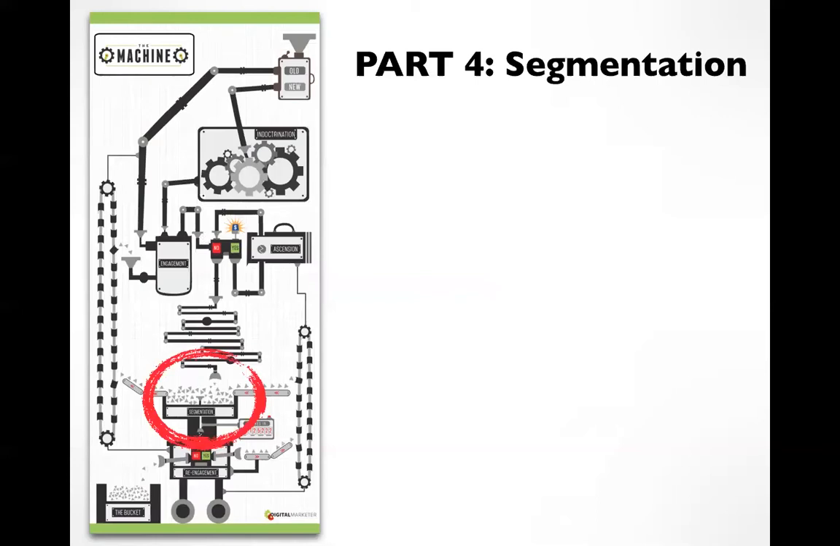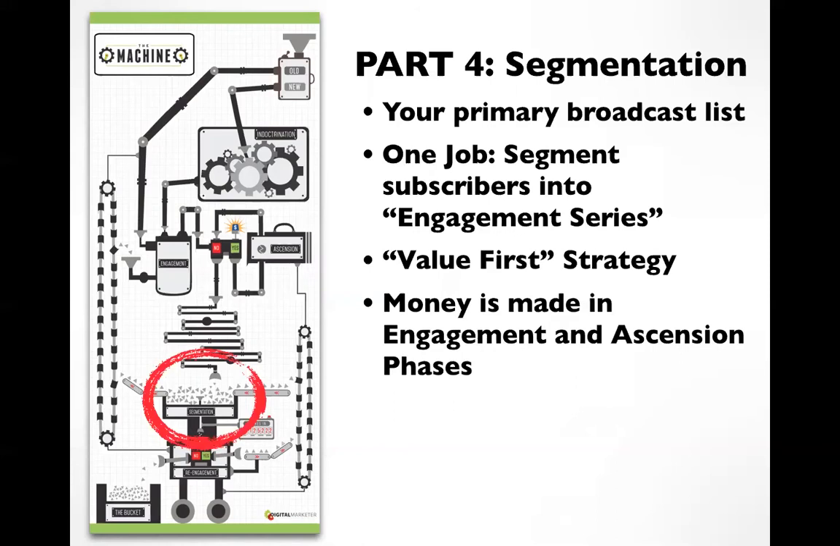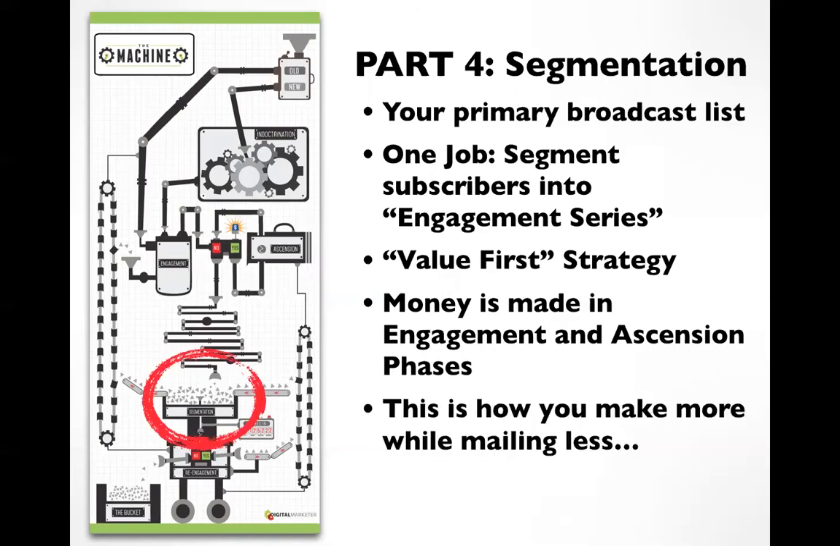So we're going to talk about step 4, which is segmentation. This is your primary broadcast list. One job, segment subscribers into engagement series. This is your value first strategy. All your money is made in engagement and ascension phases. This is how you'll make more while mailing less.